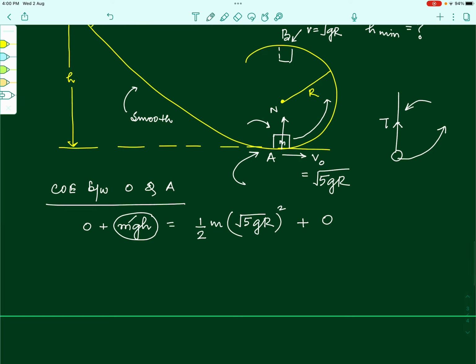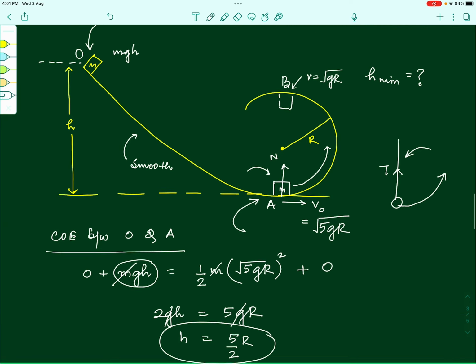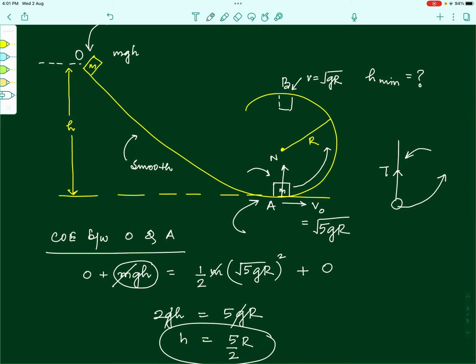Now can we solve this equation? m goes away and we get 2gh equal to 5gr, and from here we get h equal to 5 by 2 r. That will be our answer. Simple. Using the result that we have obtained in the previous exercise, use it here directly in the conservation of energy principle and get your answer.